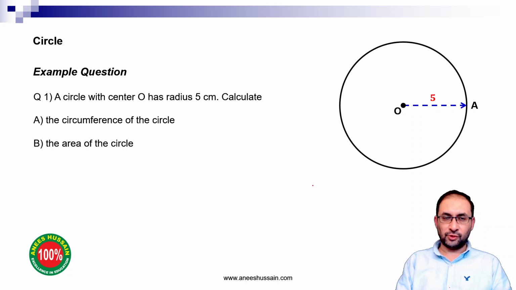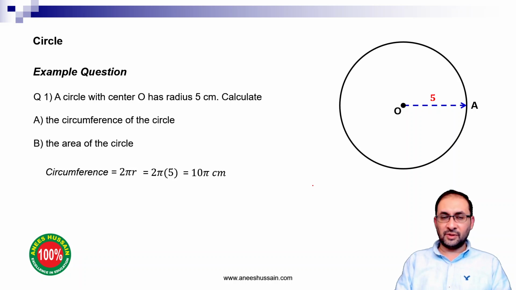And here is the solution. For part A, remember the circumference is equal to 2 into pi into r, where r is the radius of the circle. In this case, the radius is 5 centimeters, so we can replace r with 5. We get 2 multiplied by pi multiplied by 5, which is equal to 10 pi centimeters.